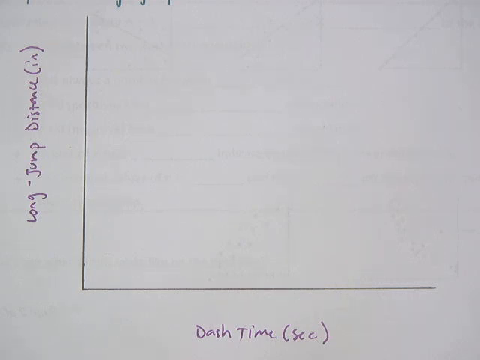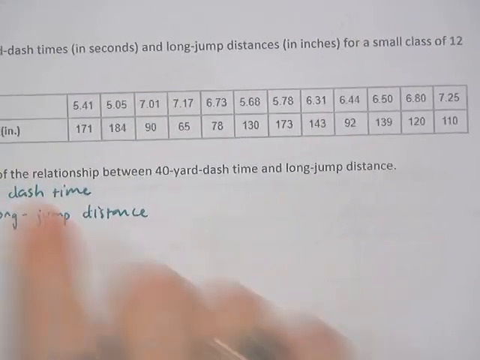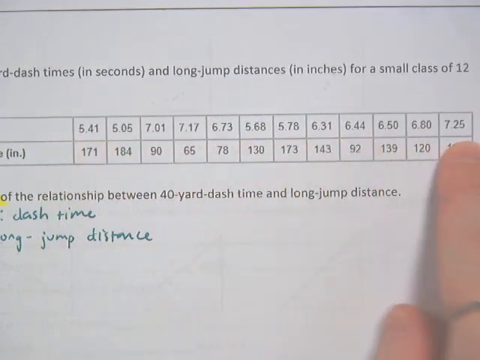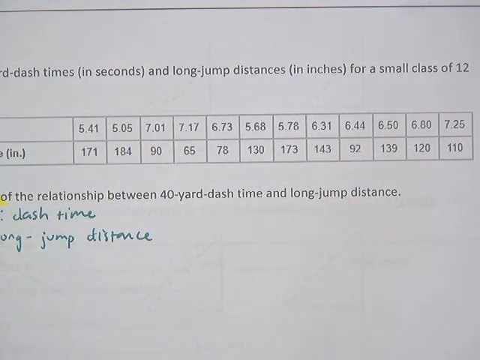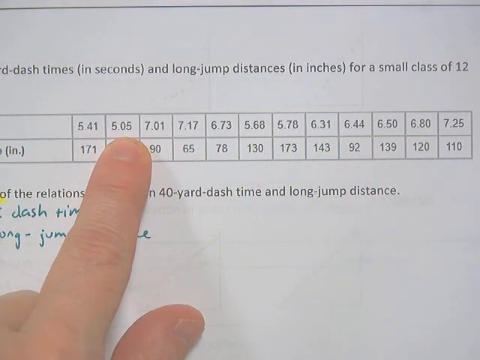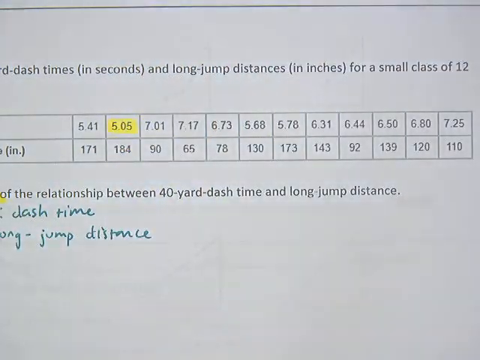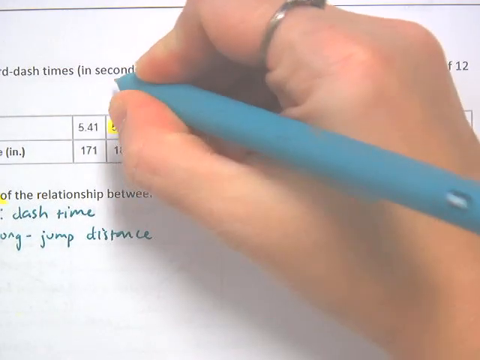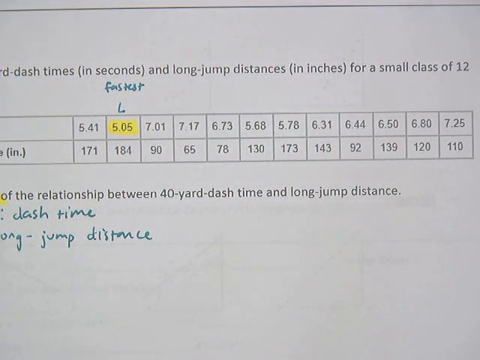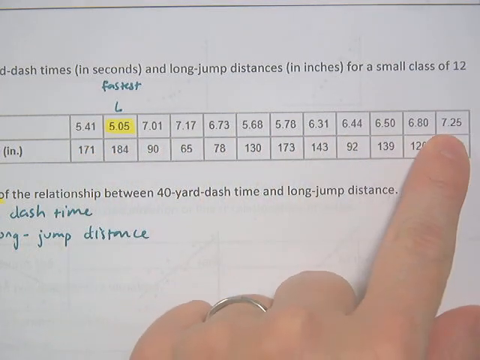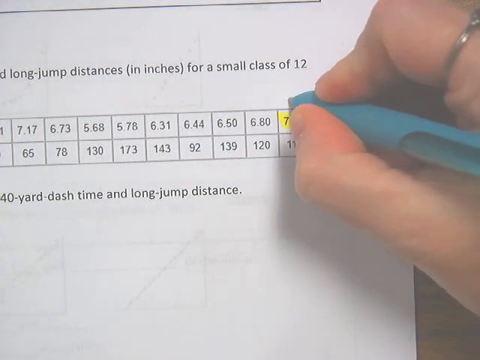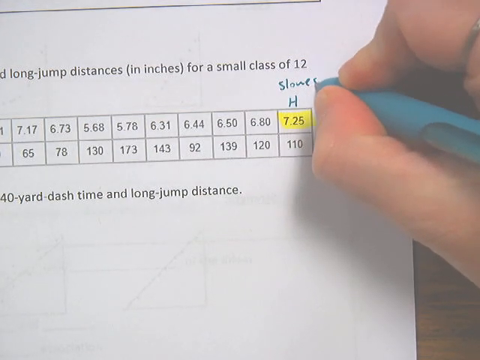Now, we're going to scale the axes, and you don't have to start at 0. So what you need to do is look at your data. Let's look at dash time. Let's find the smallest and highest numbers in the dash time. The smallest number is 5.05. That's the low value, and that person is the fastest. And the highest dash time is down here at 7.25 seconds. That's the high value, and this person would be considered the slowest out of the bunch.